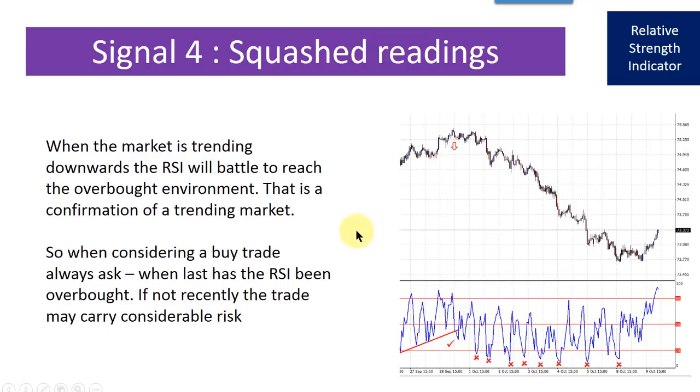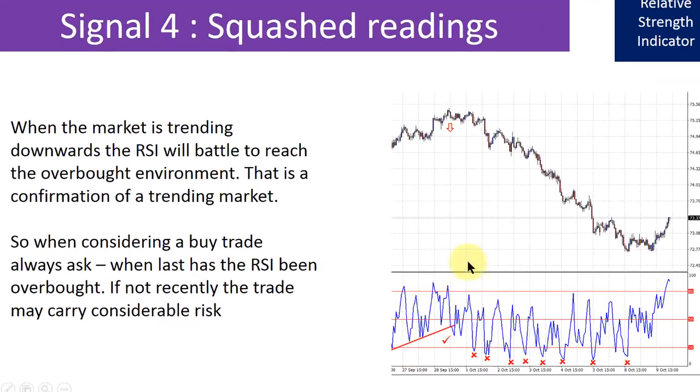Here's a less known one. It's the squashed readings signal. And what it's basically saying is that when the market starts trending, the RSI will not reach the overbought environment. See how that trend is happening, and it's not reaching that overbought environment. Now that's very critical information, because it's basically saying the RSI works best in a sideways or a softly trending market. This is a strongly trending market. Stay away. That's basically what it's saying. So it is a negative signal. It's actually a don't trade signal.